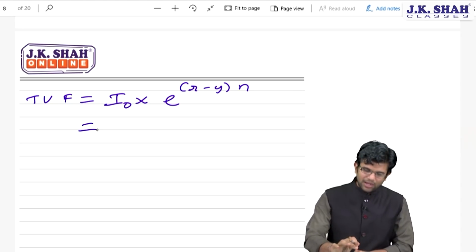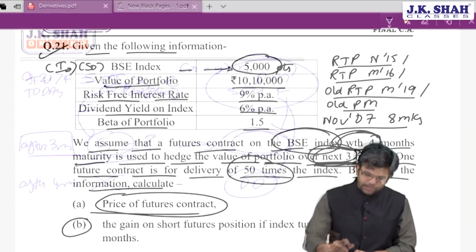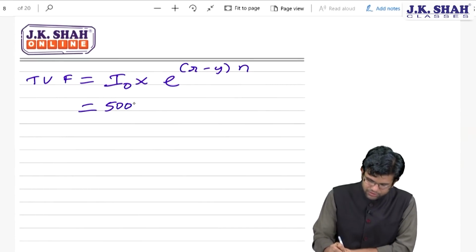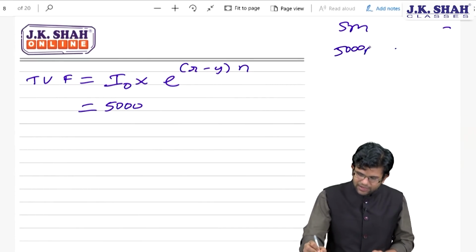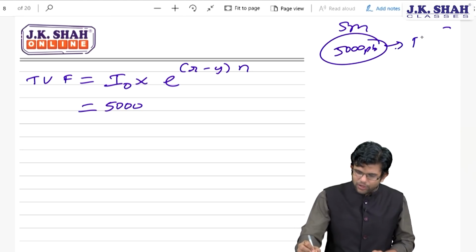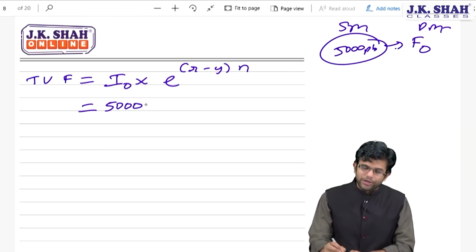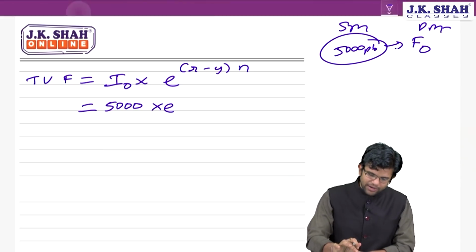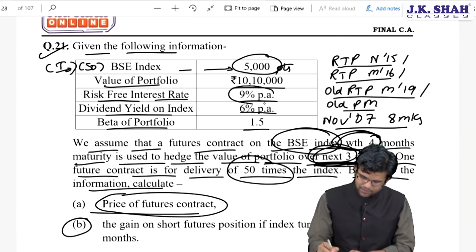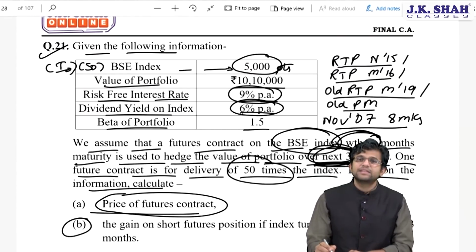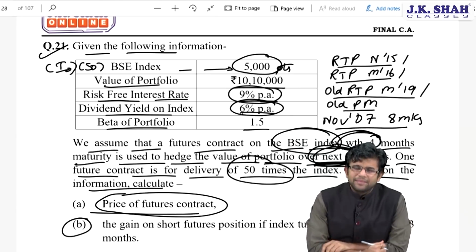Let's go ahead. What is your I0, students, here? Your I0 in the spot is 5,000 points. So I'll write down now here 5,000 points. So please understand that in the spot market, the index is trading at 5,000 points, using which we are now going to estimate the F0 of the derivatives market. Everybody following? So it will be 5,000 into e raised to, what is R, what is Y, what is N? Students, your R is 9%, your Y is 6%, and your N, students, tell me now, what about N?